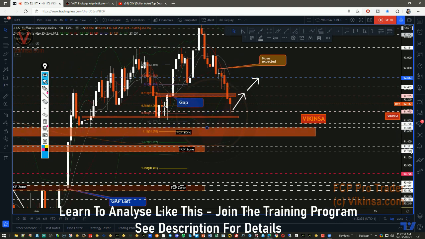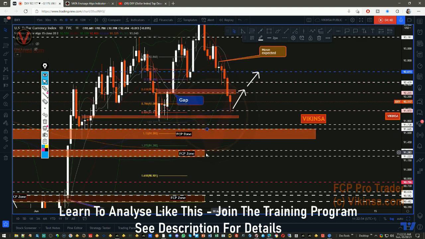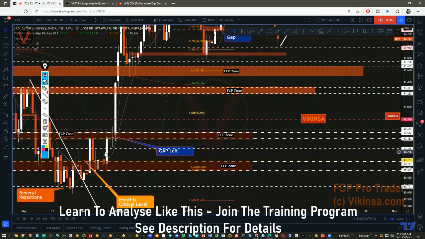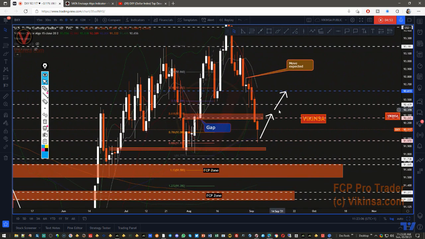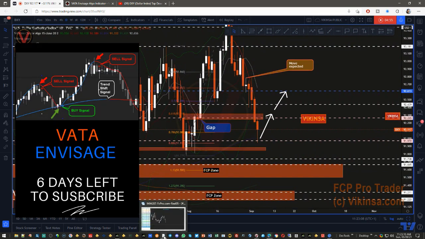It can fall to one of these levels here, and then ultimately it can fall to this FCP zone as well, where we have 200 moving average present. This is the gap where it can fall down to. This is near about 90 level or so. So we are expecting a little bullish movement, and let's check it on What Envisage.